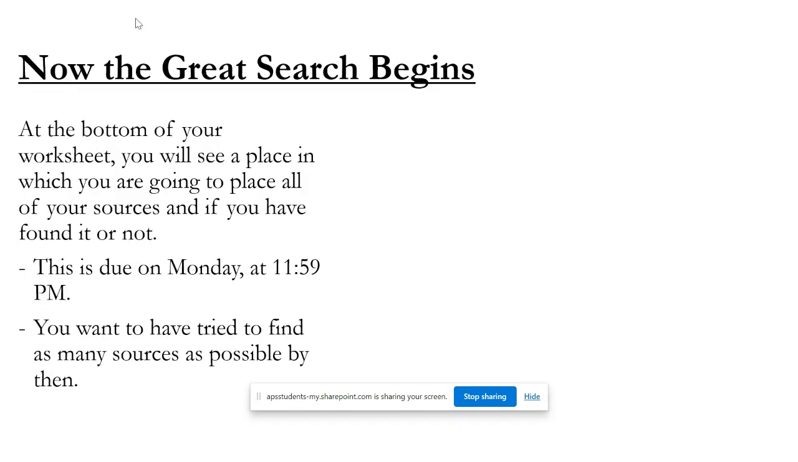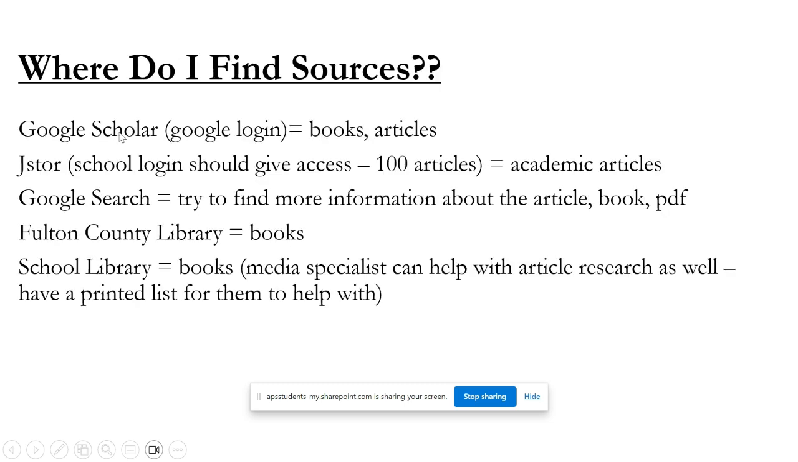After you do that, then the real hunt is going to begin. From there, you are now going to have to go find all of these articles and books. The goal is for you to try to find as many as you possibly can by Monday at 11:59 p.m. Now, how would you find these? There's 4 different places that you can start to look.